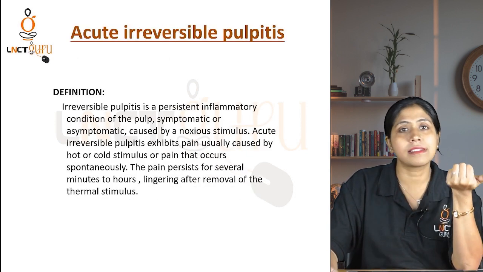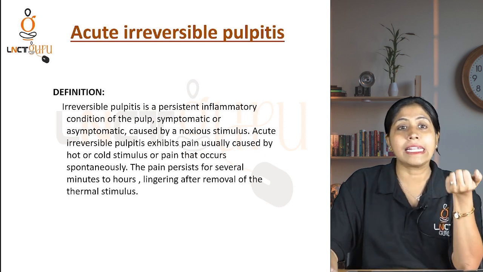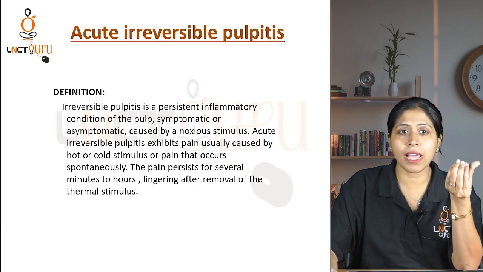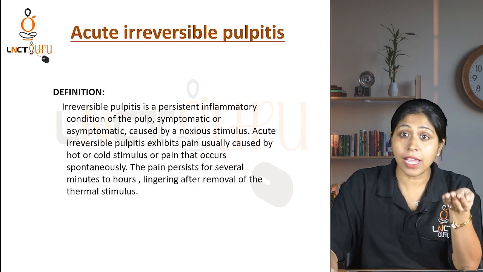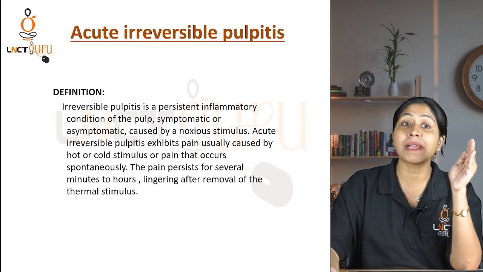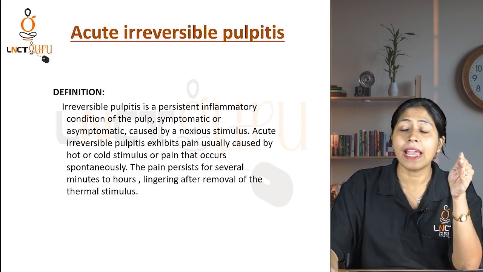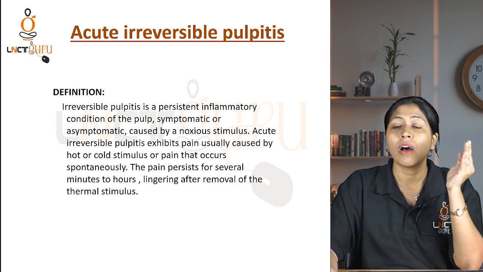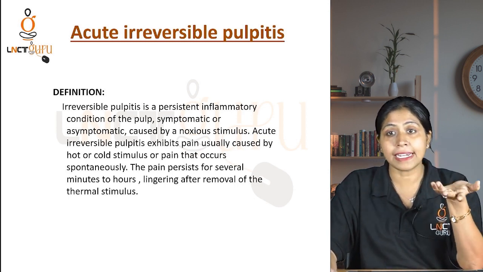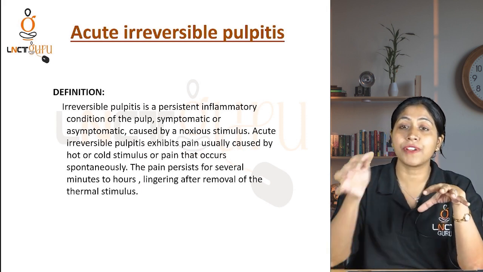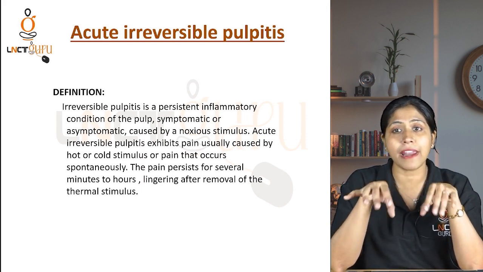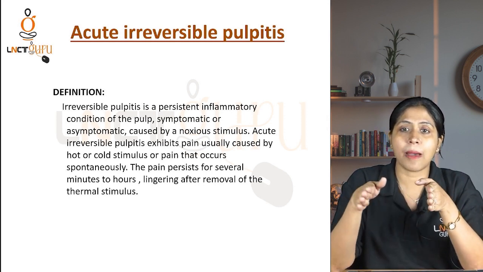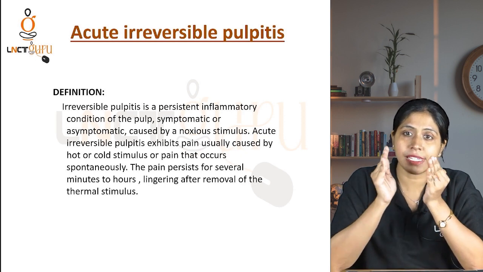Now, next is irreversible pulpitis. We all know it is symptomatic, and caused by a noxious stimulus. But after the removal of the stimulus, the pain persists, and sometimes it can be lingering pain, and sometimes it is spontaneous pain. Whenever you remove the stimulus also, or without any stimulus also, it can start. So this is the difference between acute, reversible and irreversible pulpitis. Mostly in chronic diseases, this emergency doesn't happen. In acute diseases, the emergency is happening.